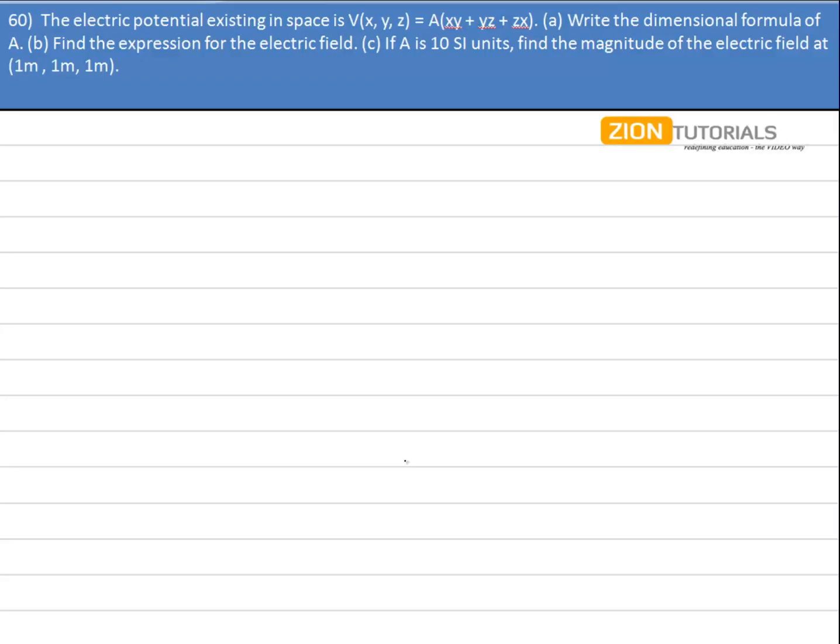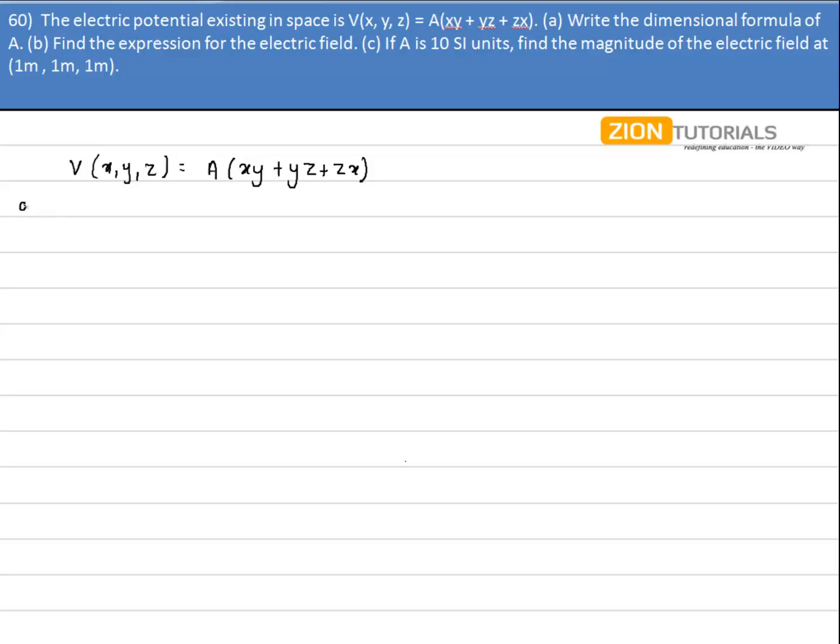In this question, the electric potential existing in space is given by V(x, y, z), that is, the potential at (x, y, z) is given by A times (xy + yz + zx). Now in the first part we had to calculate the dimensional formula for A.